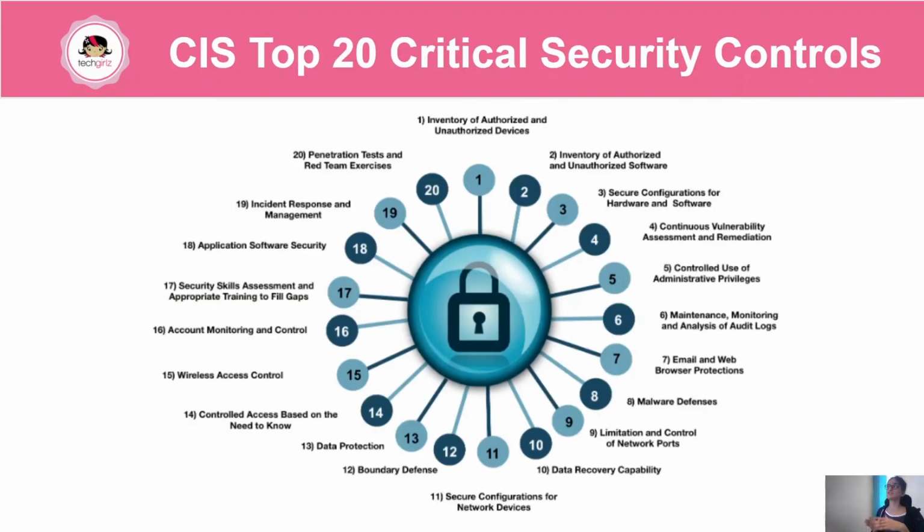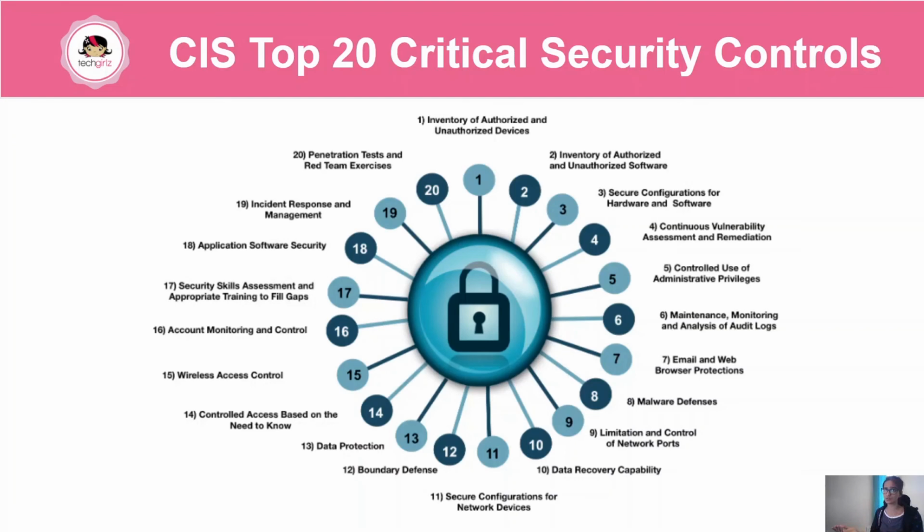Now, this is the CIS top 20 critical security controls. What you need to understand in this is that they tell you practices that you need to follow to secure your data, to secure your network and stuff like that. So from 1 to 6, it's like basic. Everybody can follow it. Like inventory or authorized and unauthorized software.